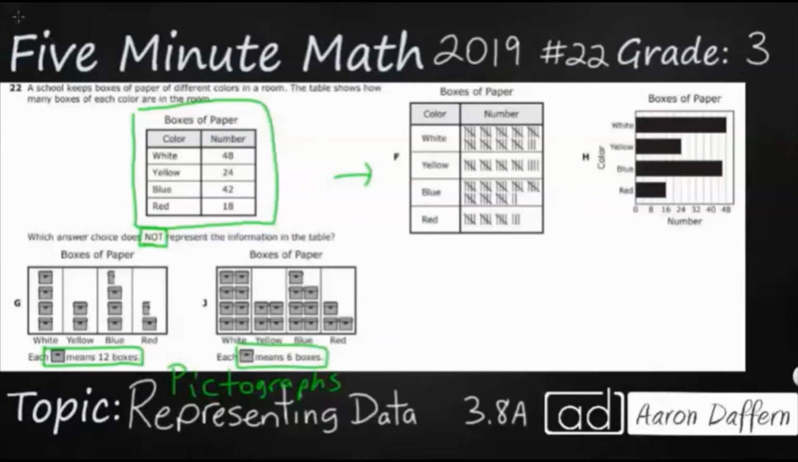So let's start with G. This little box right here equals 12 boxes. So really I've got 1, 2, 3, 4 boxes. So really it's 4 times 12. So if I know my 12s, that's good. So that's going to be 48, which works because there are 48 white. And we're going to do it just like that. So I've got 2 times 12 here. That's going to be 24. That works because I've got 24 there.